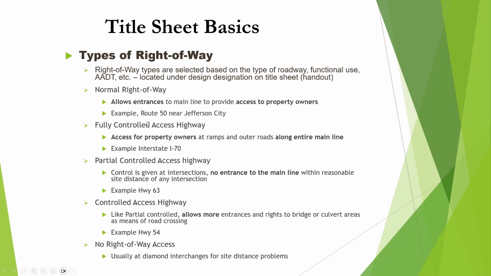You have fully controlled access highways, which is access for property owners at ramps and outer roads along the entire main line. You have partially controlled access. Control is given at intersections. No entrance to the main line within reasonable sight distance of any intersection. You have controlled access highways. It's like partial controlled, but allows for more entrances and rights to bridge or culvert areas as a means of road crossings. And then no right-of-way access, usually at diamond interchanges or sight distance problems, where they'll have that.